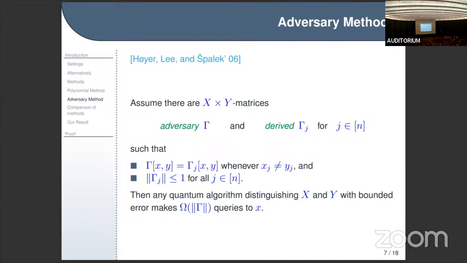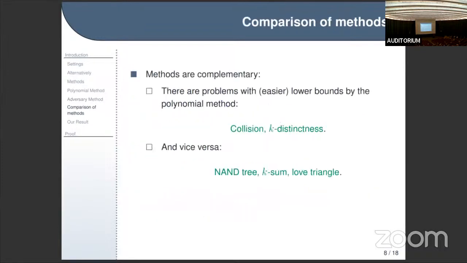Let me compare the two methods. They are somewhat complementary. There are problems with easy lower bounds by the polynomial method. Examples are collision, which was proven by Aaronson and Shi, and also k-distinctness. k-distinctness is a more recent development, where there were improvements, especially using the dual polynomial method. It's still not tight, but it's very close to being tight.